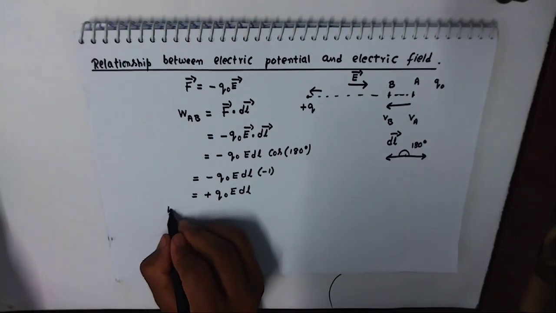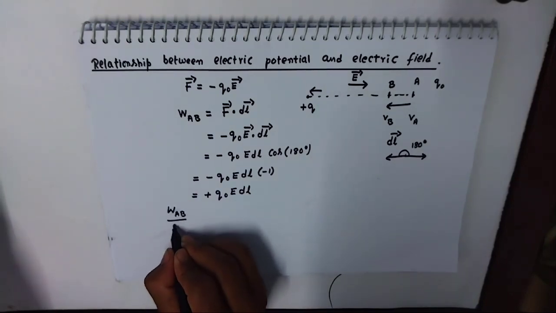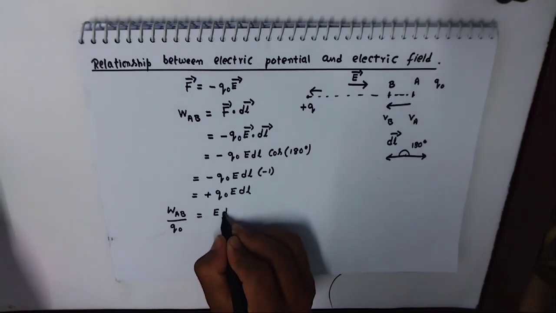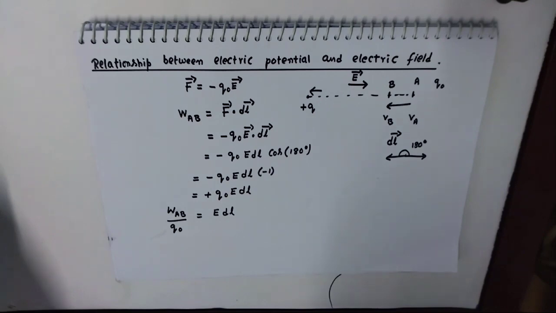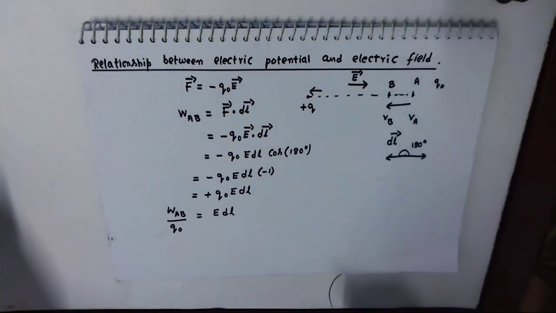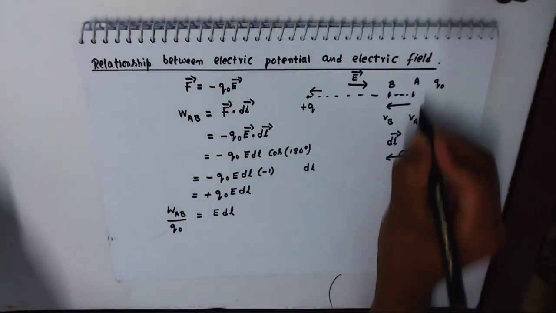So W AB divided by Q naught is equal to E dl. So here, as we can see from this figure, dl is in a direction of decreasing r.